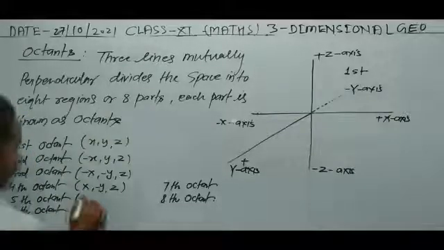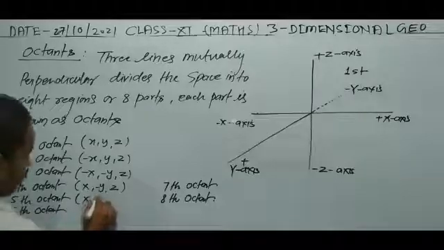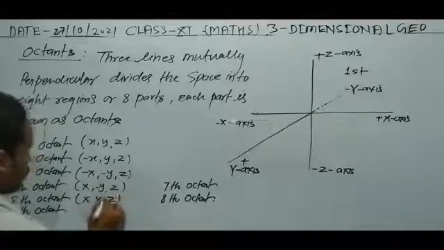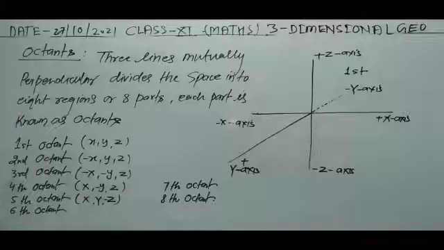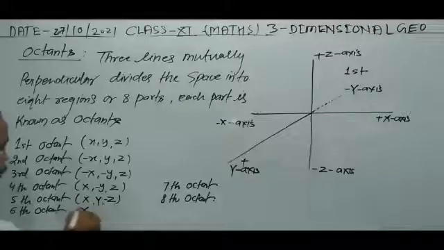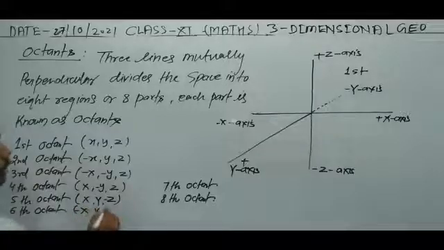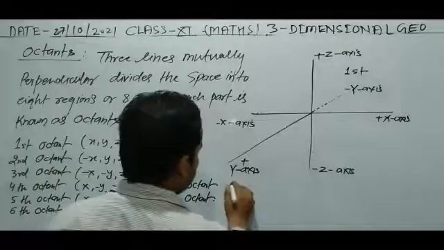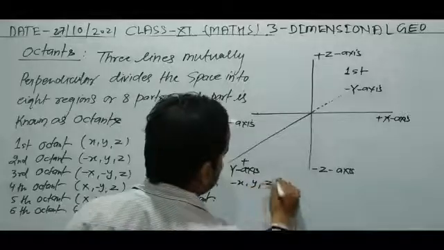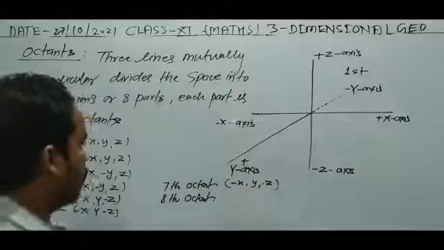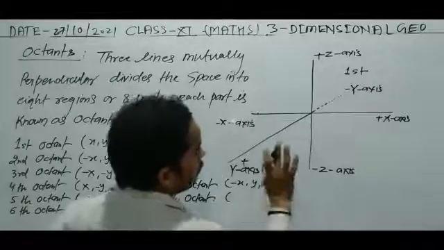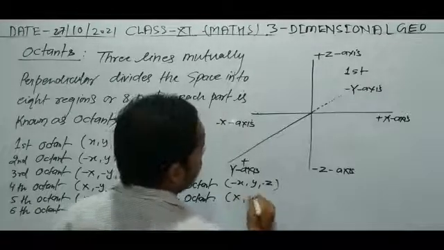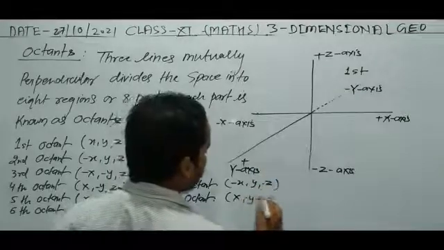Now the fifth is first bottom, meaning x positive, y positive, z negative. Now the sixth octant is x negative, y positive, and z negative. Now the seventh is x negative, y negative, and z negative. Now the eighth is x positive, y negative, and z also negative.